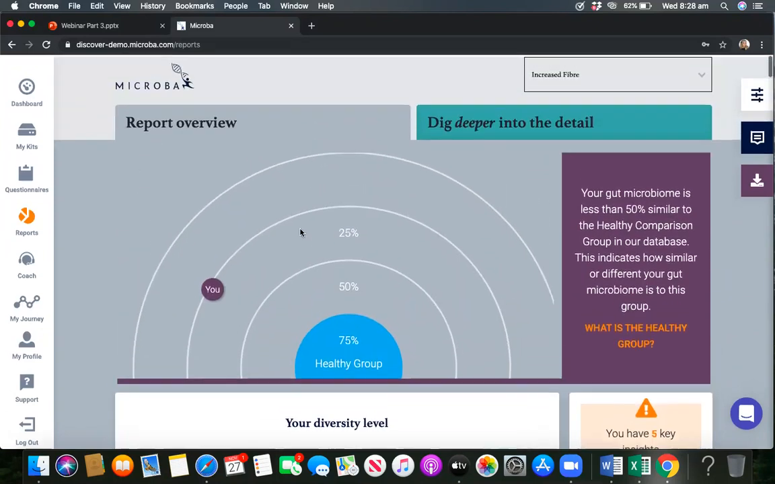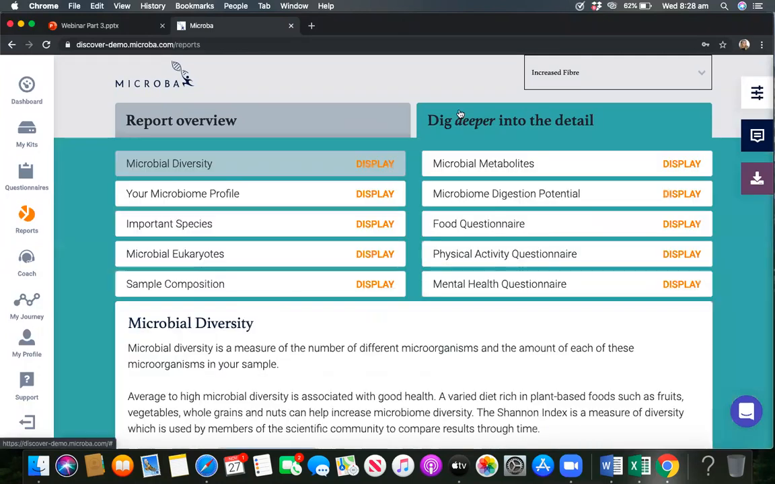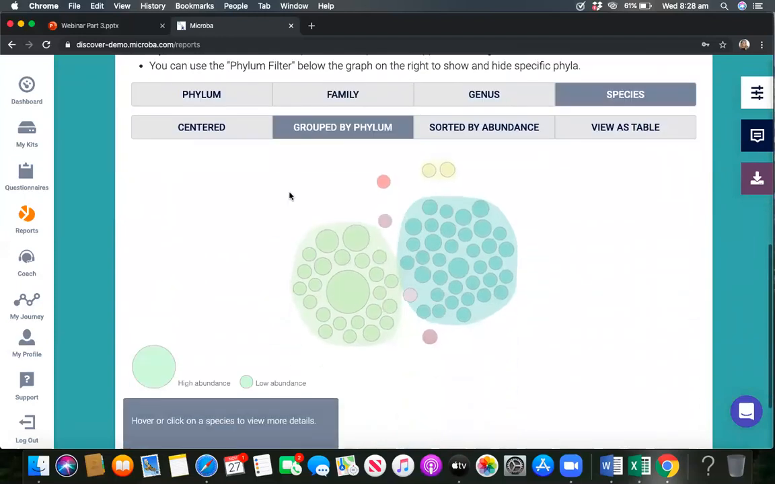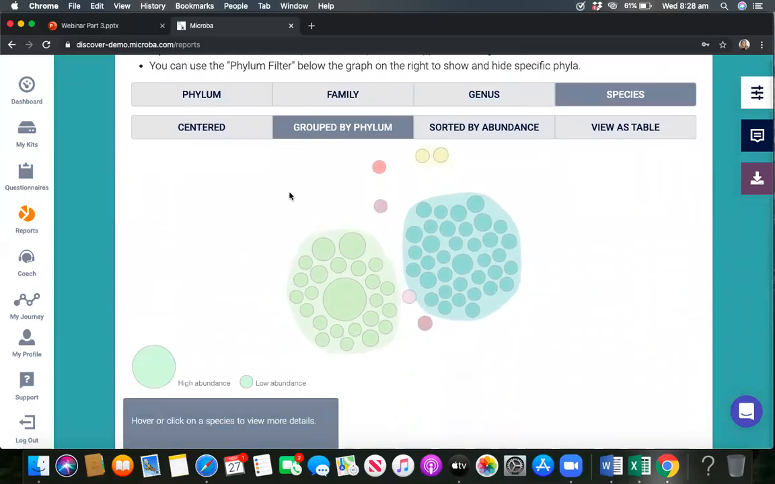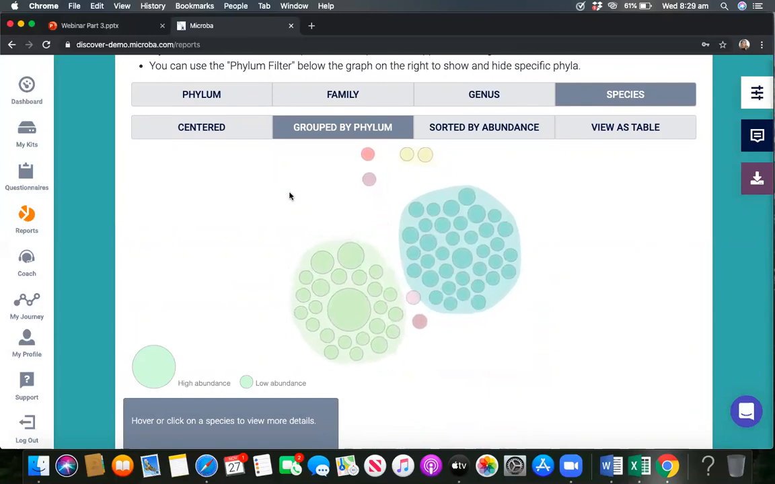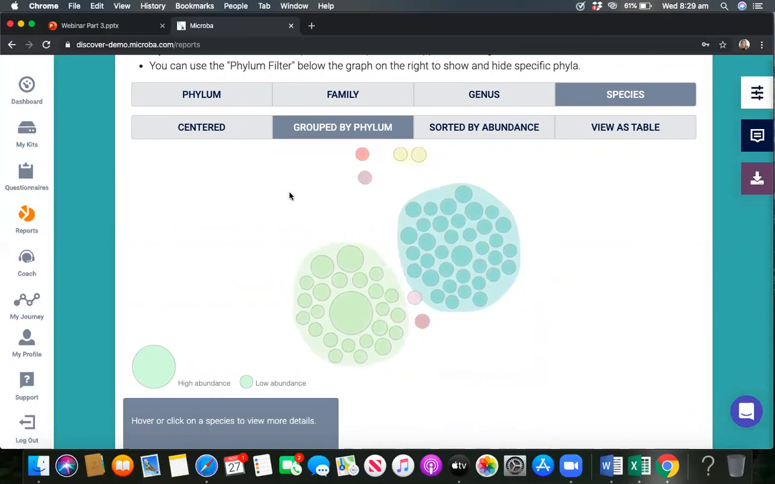Then if we go and dig deeper into the detail, one of my favorite aspects of this part is actually looking at the profile tab, because this is a really great way to look at diversity. Because that green bar graph on the front overview measures the number of species and also the evenness between the species, this is a really great way to visualize that.